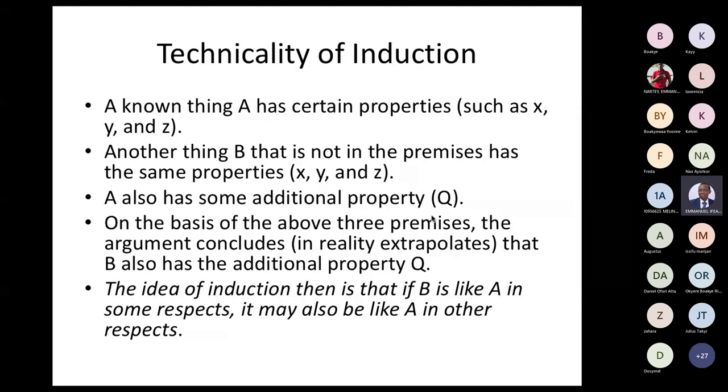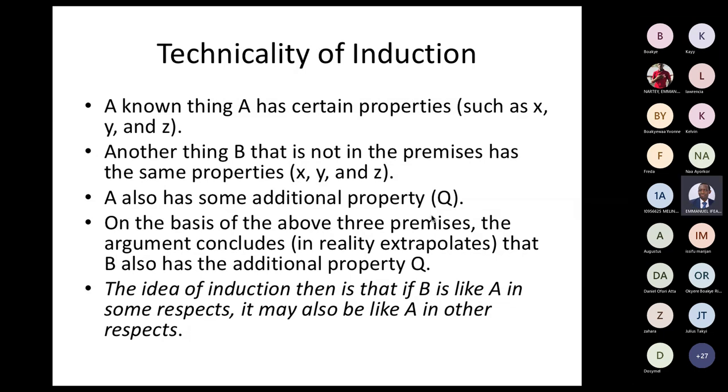Now, A also has some additional property, which is Q. The inductive argument is that on the basis of the above three premises, the argument concludes, in reality extrapolates, that B also has the additional property Q. So if you're saying that A has X, Y, and Z, and B has X, Y, and Z, then maybe as time goes on, we discover that A also has Q.